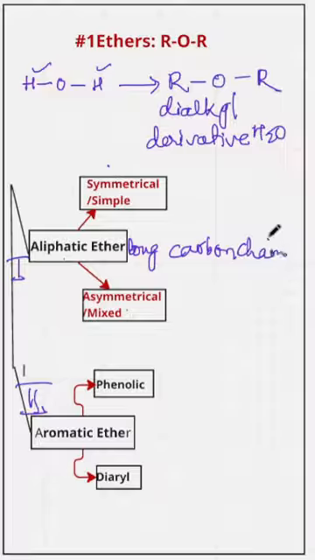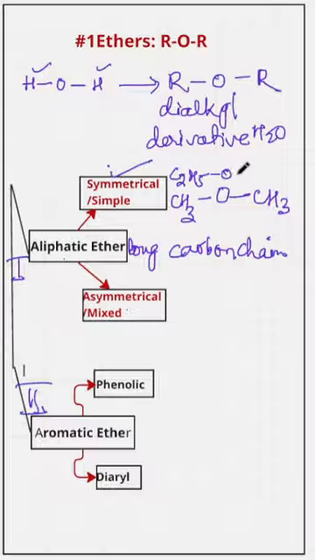So, if you talk about a symmetrical ether, it means on either side of oxygen there should be a similar number of carbons. For example, CH3, so this is a symmetrical ether. Another example will be C2H5O and again C2H5. That means on both sides the alkyl groups will be similar. So we can write it as ROR.